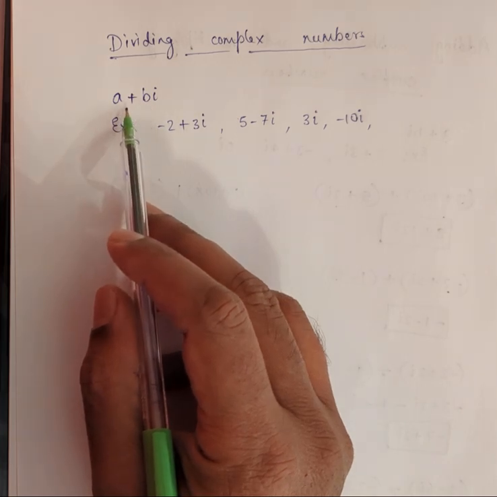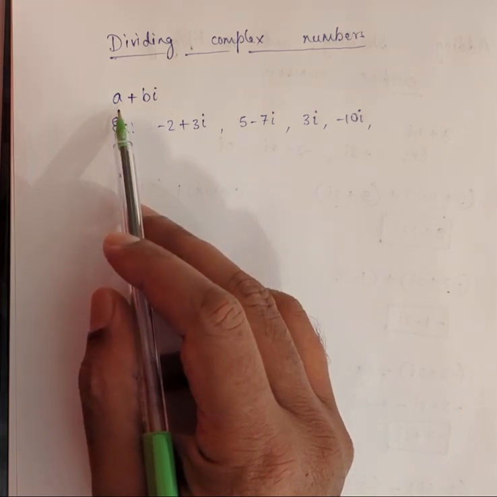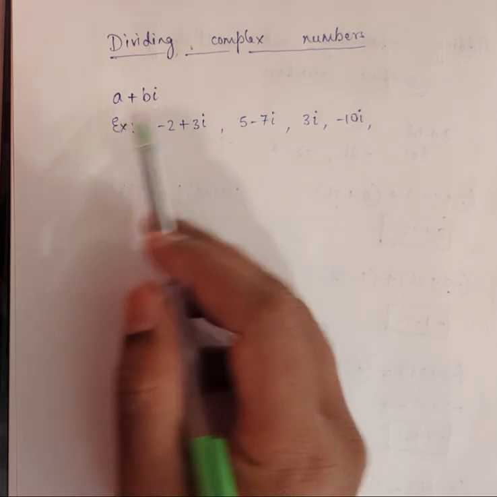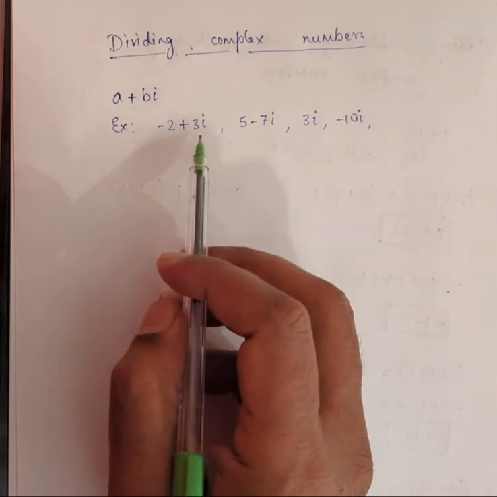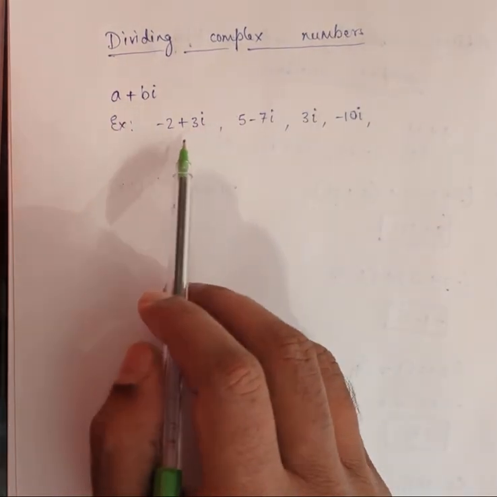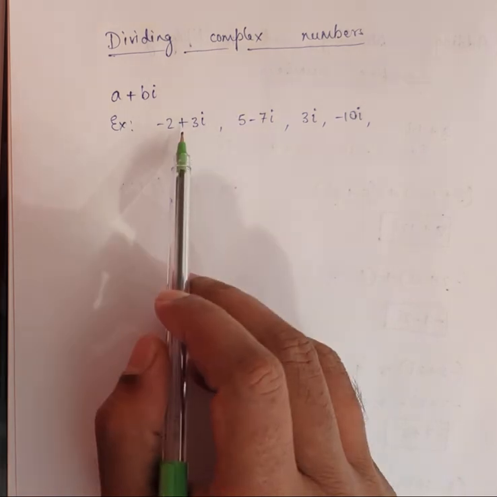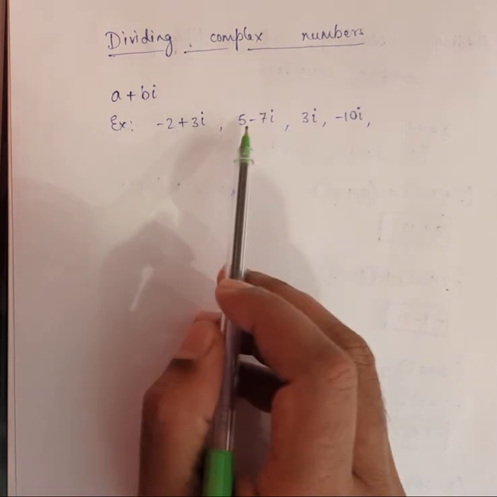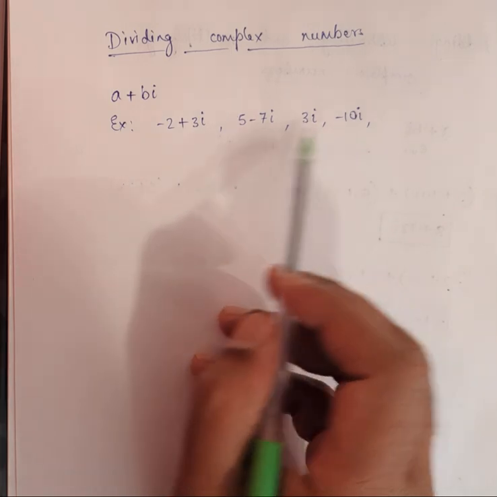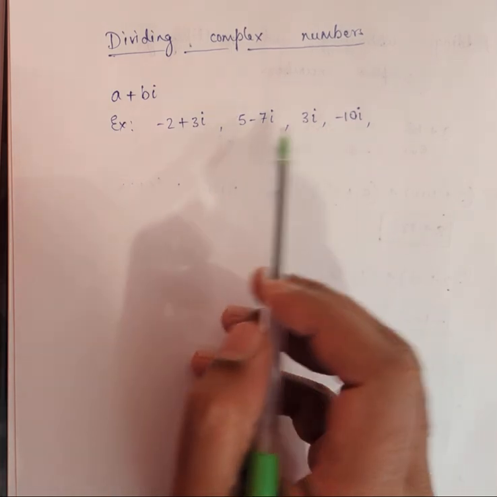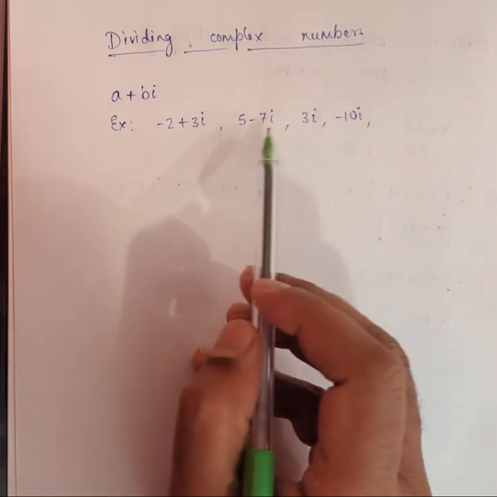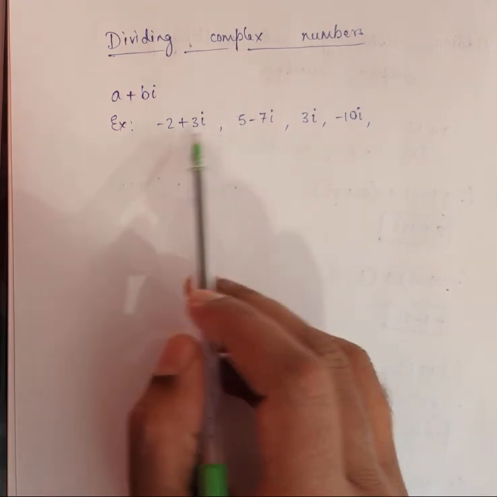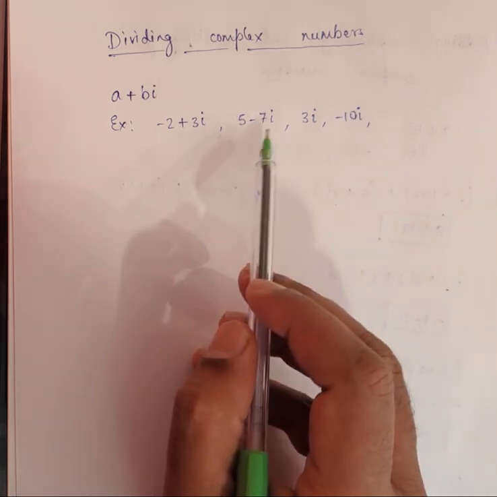And I may not even have imaginary part. In that case, it's going to be just a real number, which you already know how to divide real numbers. So we'll focus on complex numbers that look like this. Either they have real and imaginary part, or they have just imaginary parts. So these are purely imaginary numbers, and these have both real and imaginary components.